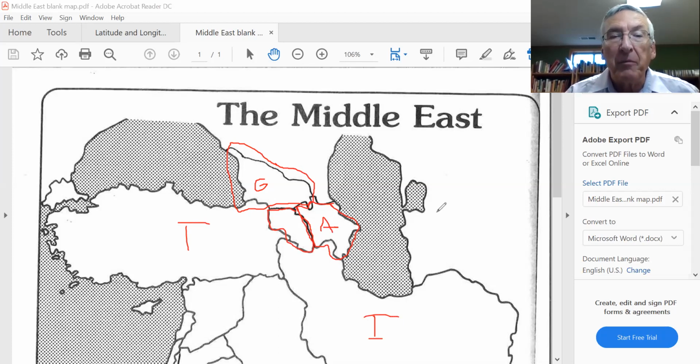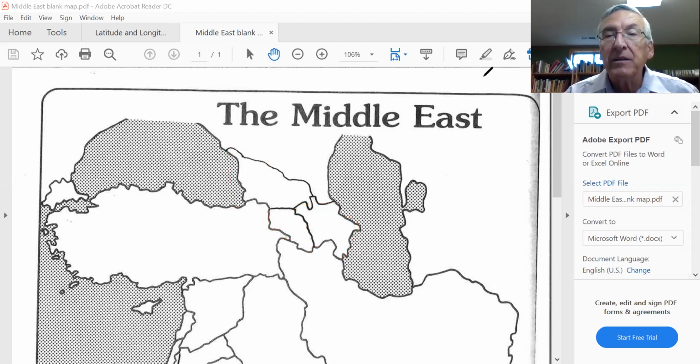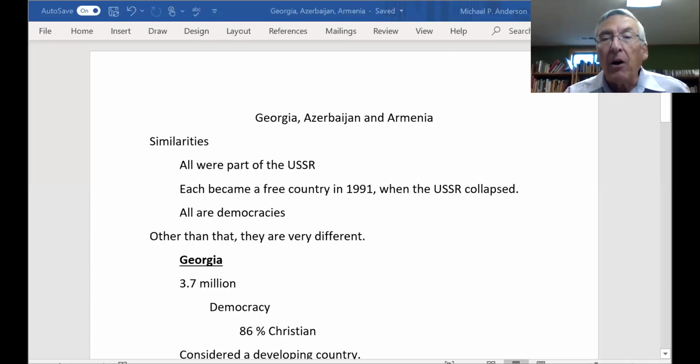All right, let me pull up some notes on this so you can see them while I talk about these countries. All right, all three of these countries have a lot of similarities. They were all independent countries at one time, but as the USSR, that is the Union of Soviet Socialist Republics, expanded, it kind of sucked them in.